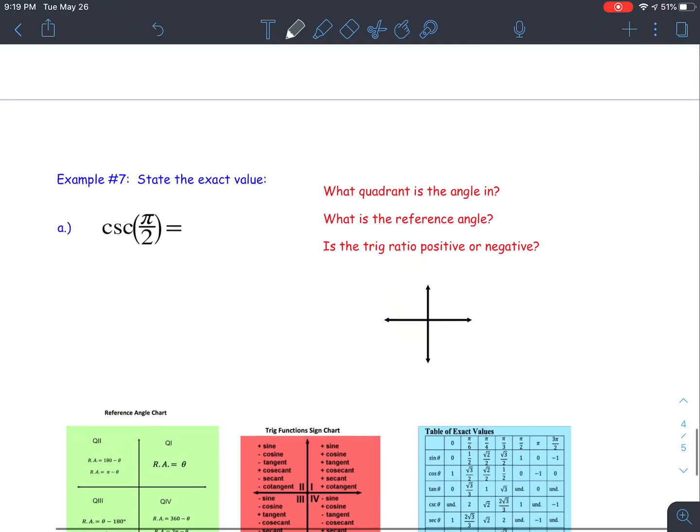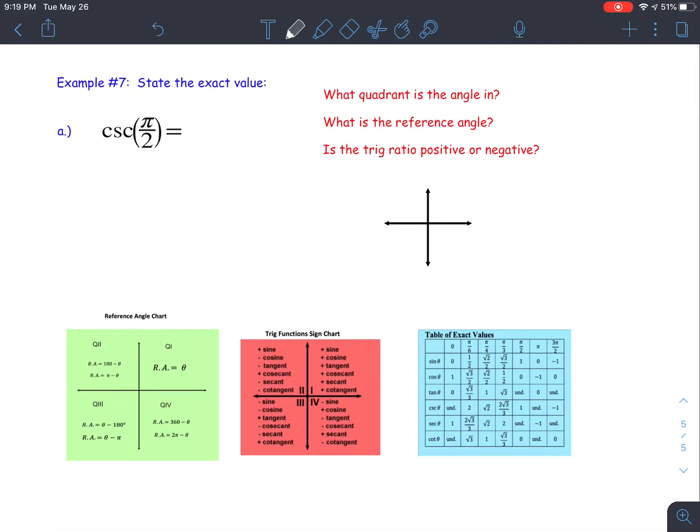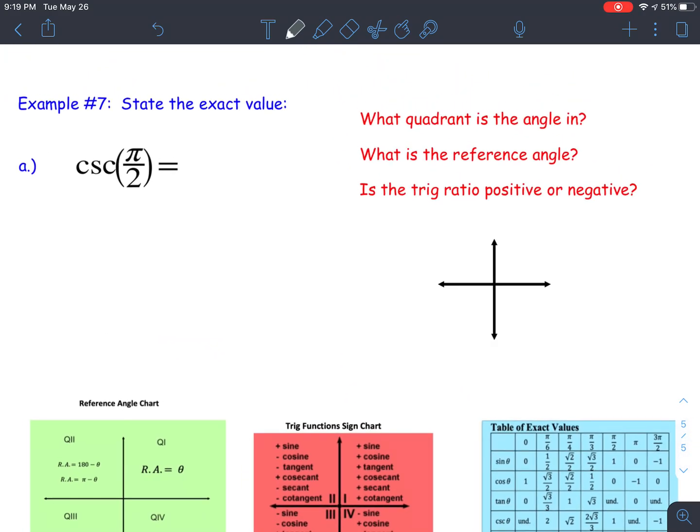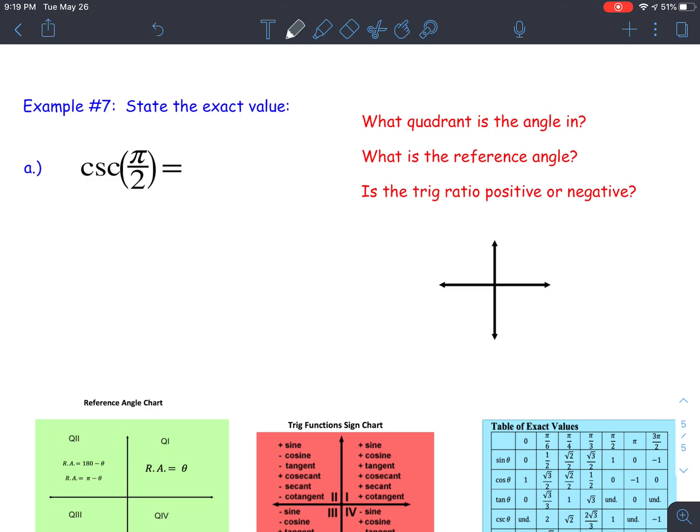And our last example. State the exact value of cosecant of pi over 2. So first thing we want to figure out is what quadrant. This is 0 and this is pi over 2. This is one of those special angles where we land on the axes. So we don't need to use these, we only use the chart.